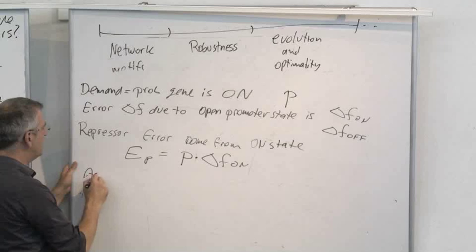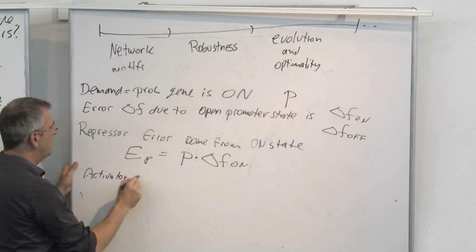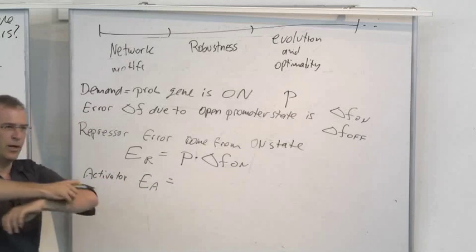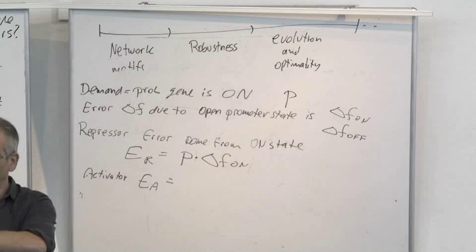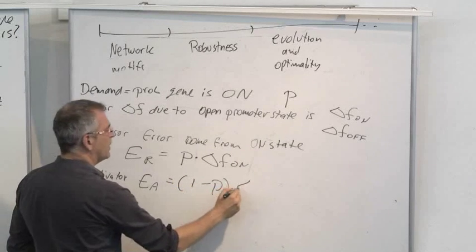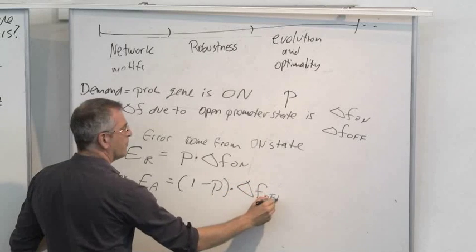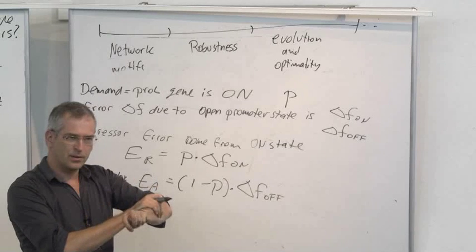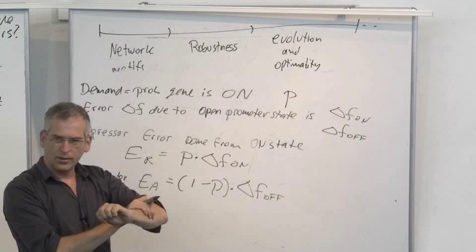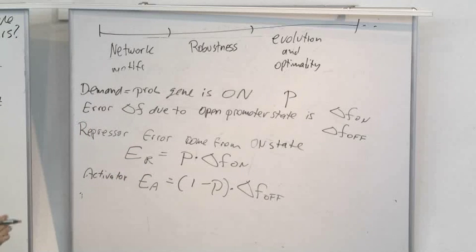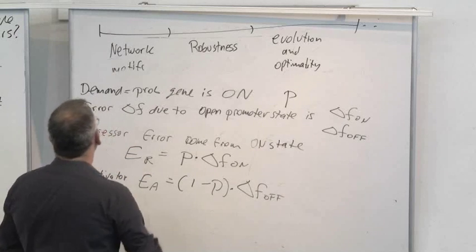For the activator, the error comes from when the activator is not bound. Activator not bound means the gene is off. So when is the gene off? It's 1 minus P, that's the probability that it's off, times the error that's associated with the off state, with the non-specific binding to the off state. Okay? So we have two errors, and we can ask when does the activator win over the repressor?